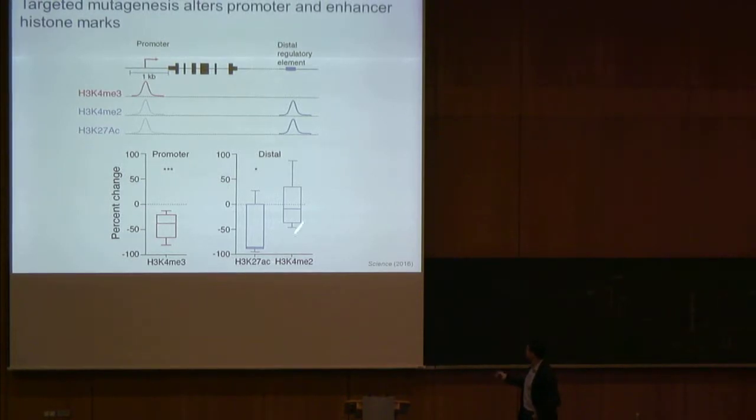And the same thing for one of these more distal marks, which is H3K27 acetylation, when we individually took 10 of these guides at distal regulatory elements. A little bit, there was also a shift with this H3K4 dimethyl, but it was a little bit less significant.